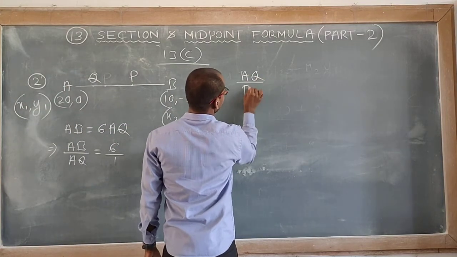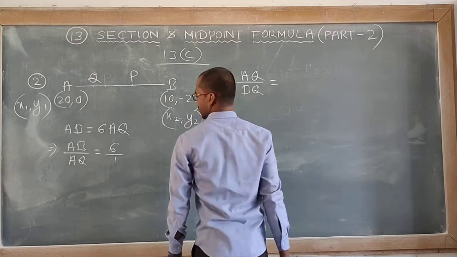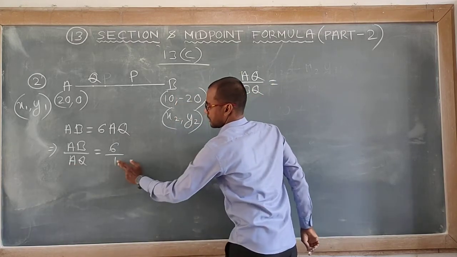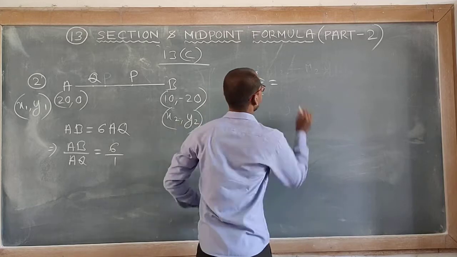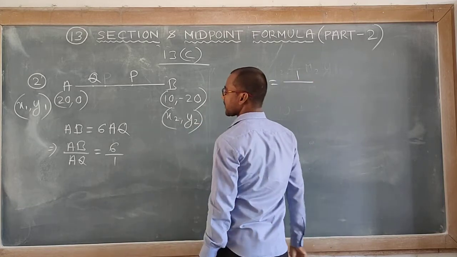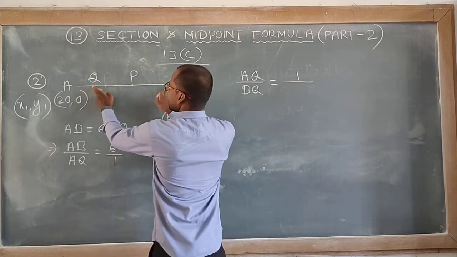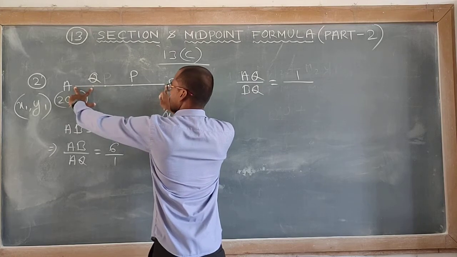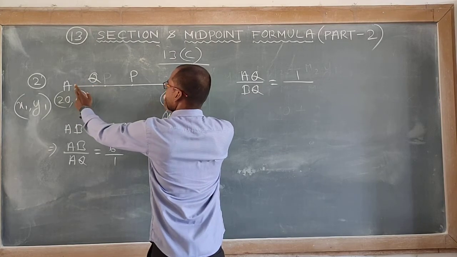AQ by BQ. We can assume AQ to be 1. Now how to find BQ? BQ is equal to AB minus AQ.